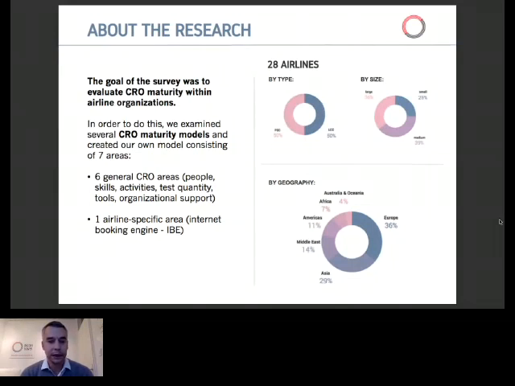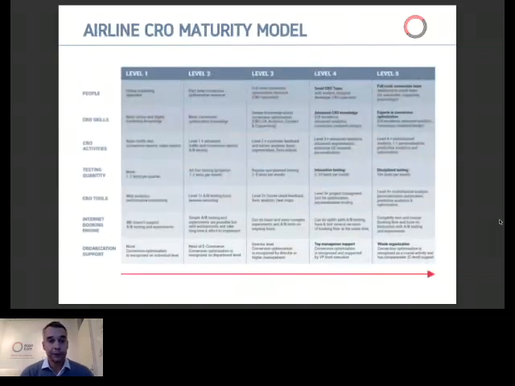As you will see, and this I think is especially relevant for IT providers out there, for the airline IT solution providers, this is one area that you'll see is very problematic and it also presents a lot of potential. So basically we evaluated these 7 areas, and from these areas we created the airline CRO maturity model.